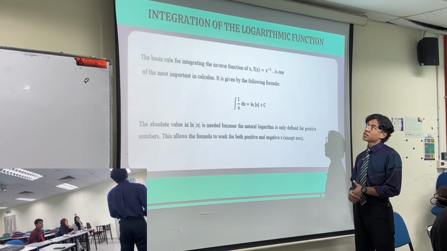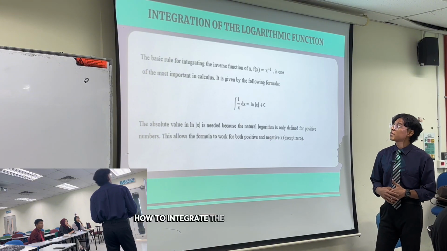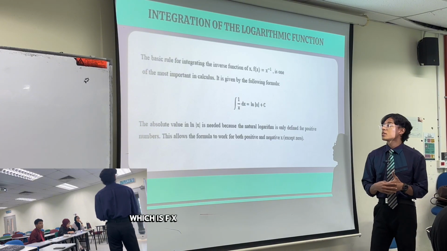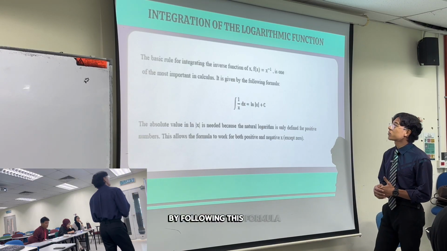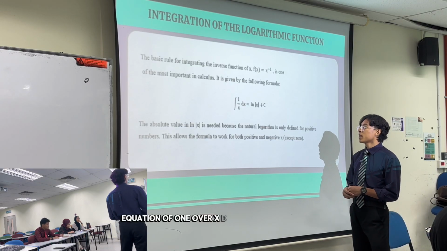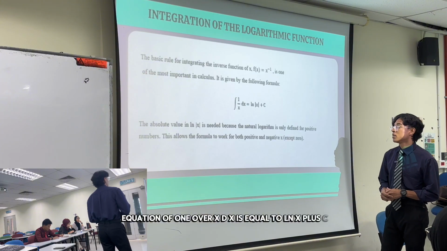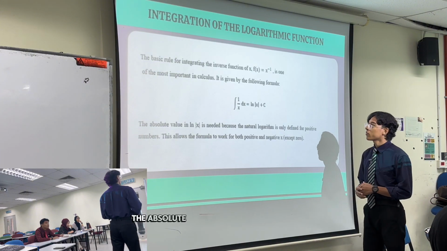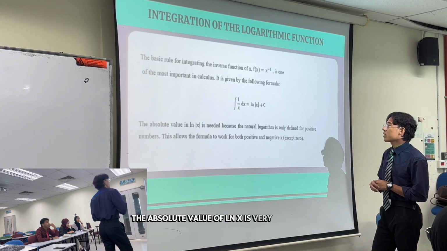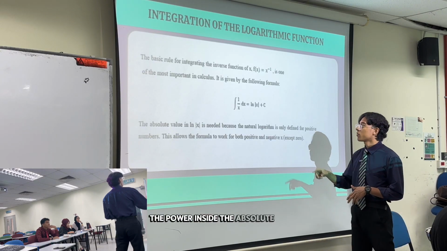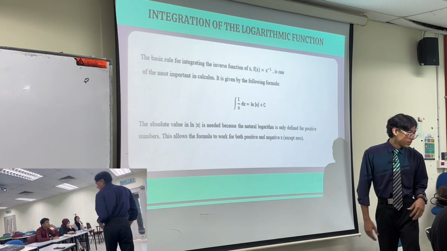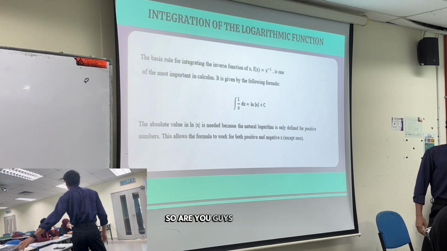Okay, in calculus it is important to know how to integrate the inverse function of x, which is f(x) equal to x power of negative 1. We can integrate this function by following this formula. Integration of 1 over x dx is equal to ln of absolute value of x plus c. In this equation, the absolute value is very important because in logarithm, the value inside the absolute value will always be positive.